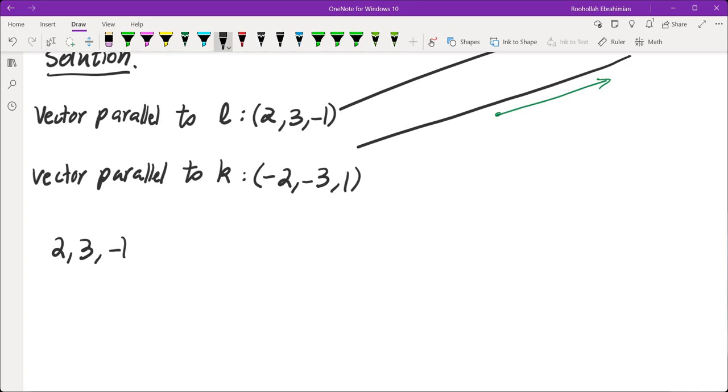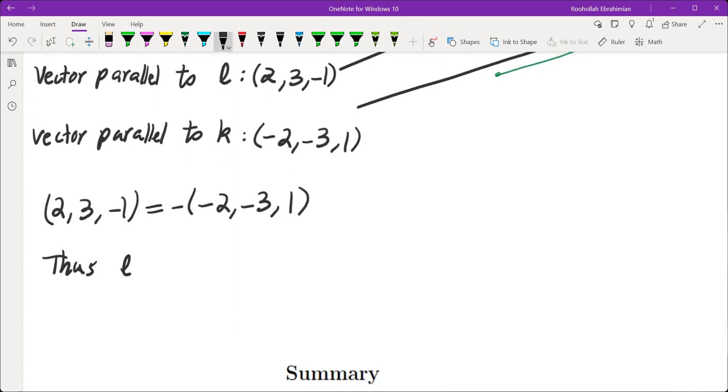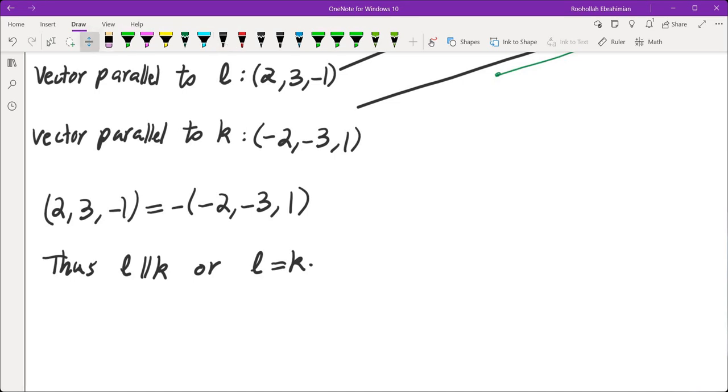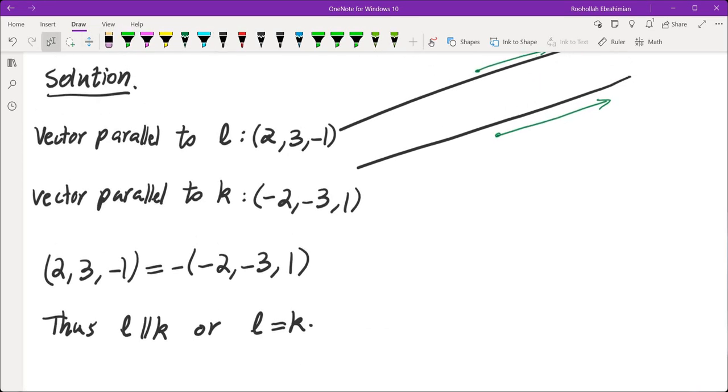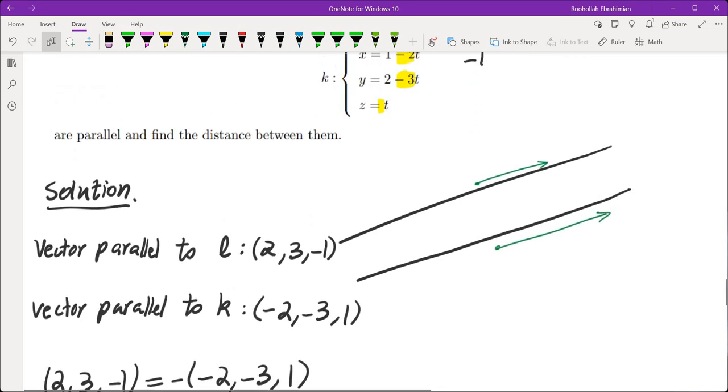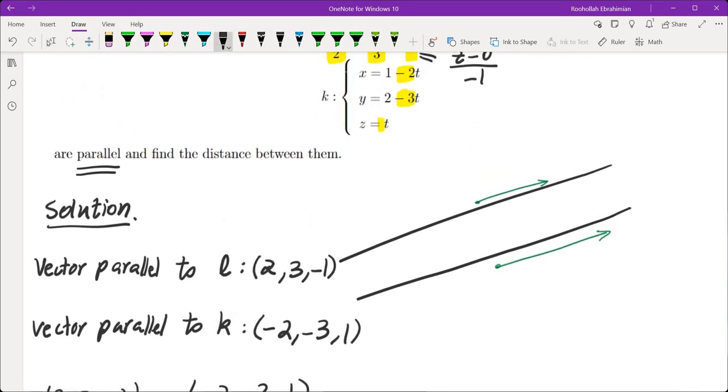2, 3, -1 is in fact negative -2, -3, 1. So what does that tell us? This tells us that either the two lines are parallel, so either L is parallel to K, or the two lines could also be identical lines. So it's not quite telling us that the two lines are parallel. It's also possible that the two lines are exactly the same as each other. Okay, so we also have to show that the two lines are not the same as each other.